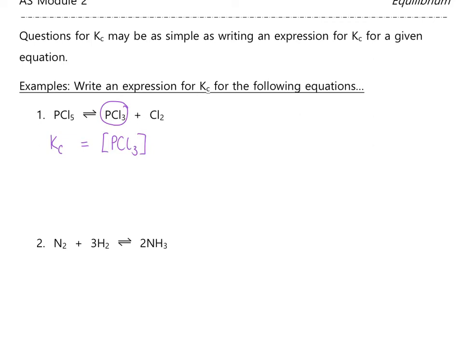Then it's multiplied by the concentration of our next product, which is Cl2. So it's the concentration of Cl2, and that's all going to be over the concentration of our reactants raised to their balancing number. So again, we've got PCl5 here, but no balancing number in front, so I don't need to put it to the power of anything. And that's simply your answer.